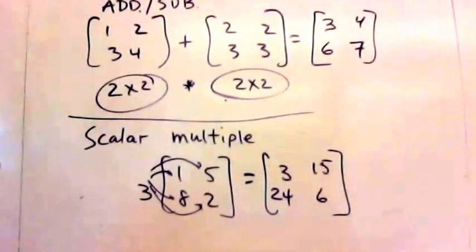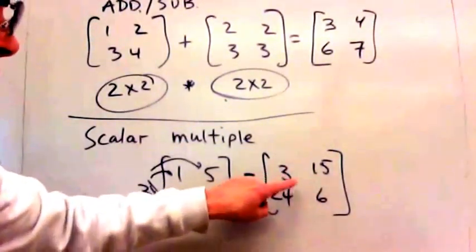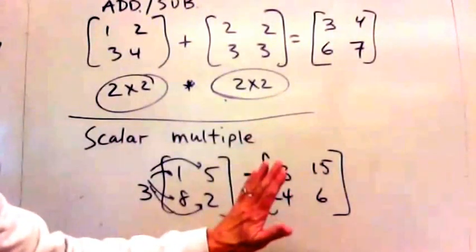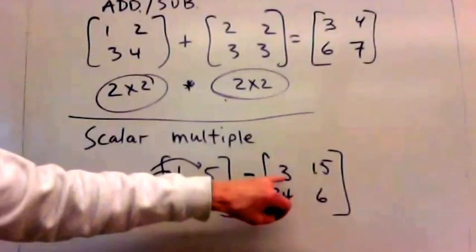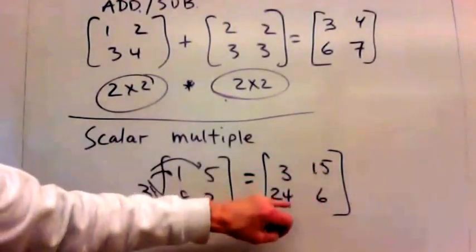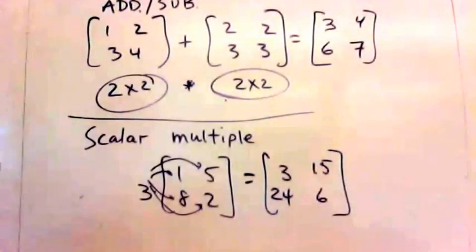By the way, when you read a matrix, so if I were to read this one, I would read the first row, 3, 15, pause, 24, 6. So I would read it once again, 3, 15, 24, 6. And we'll all get used to doing that in class.